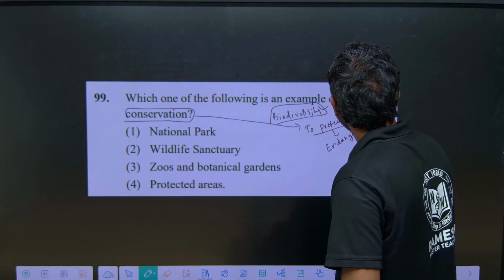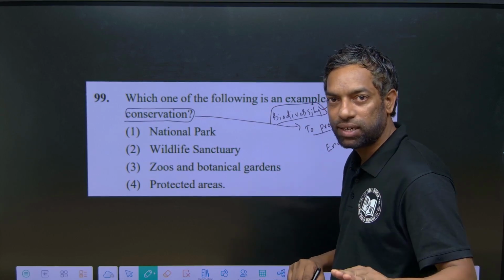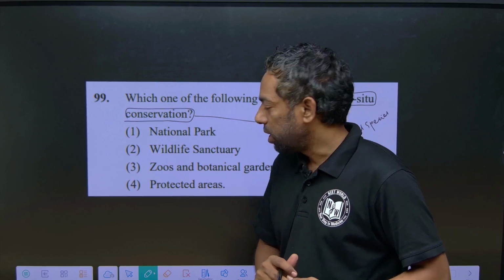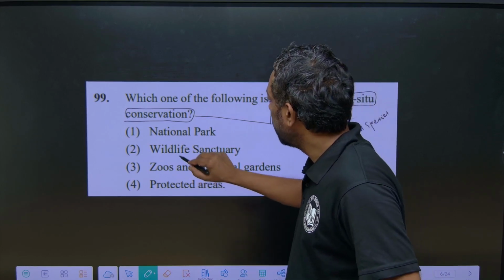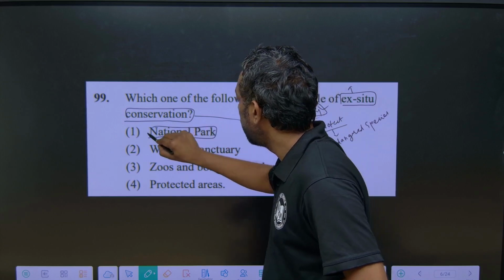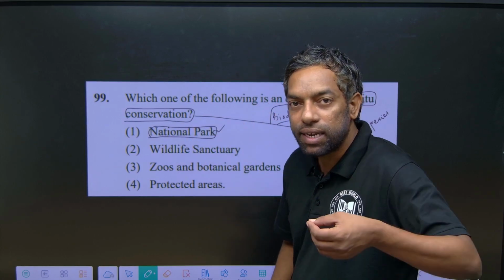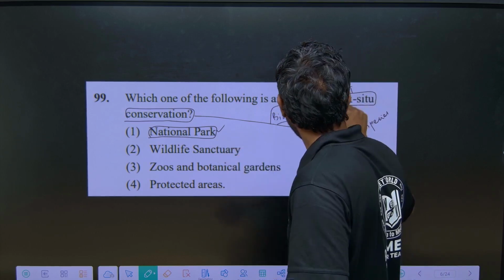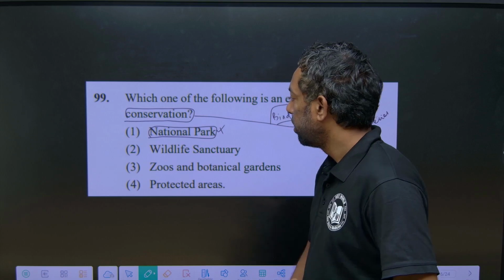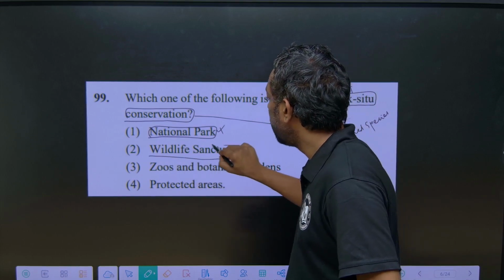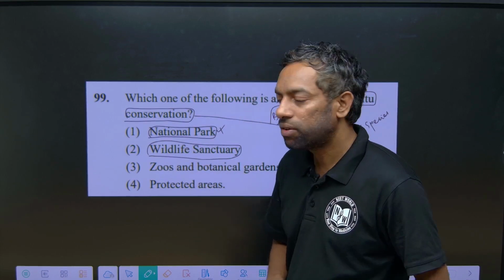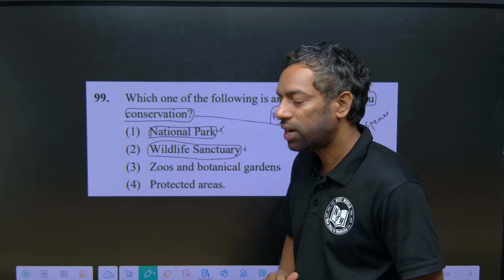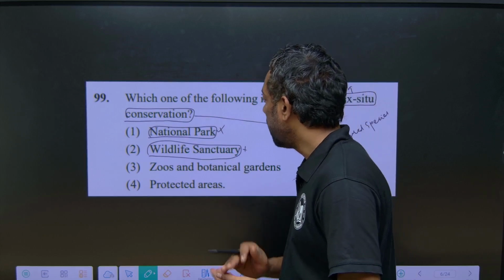If it comes to this, there are two methods, ex situ and in situ. Ex situ means they can be produced directly. Here, national parks are natural protection, that is in situ, inside the park. So this is not the answer for ex situ. And wildlife sanctuary is also a habitat for direct growth, so it is also in situ. In situ means they are directly protected by national parks and wildlife sanctuaries.